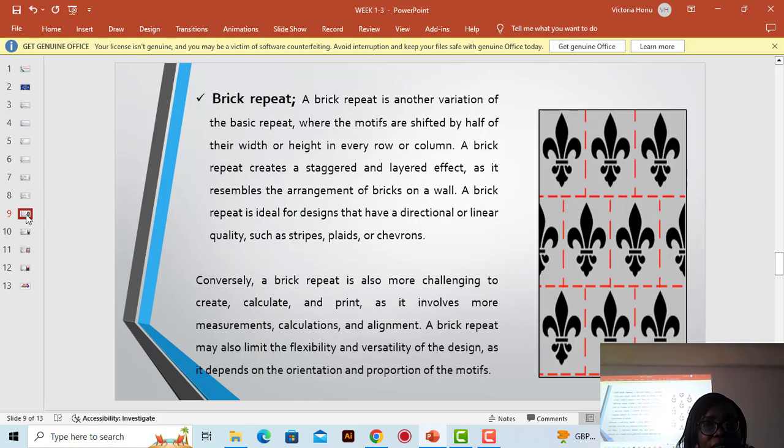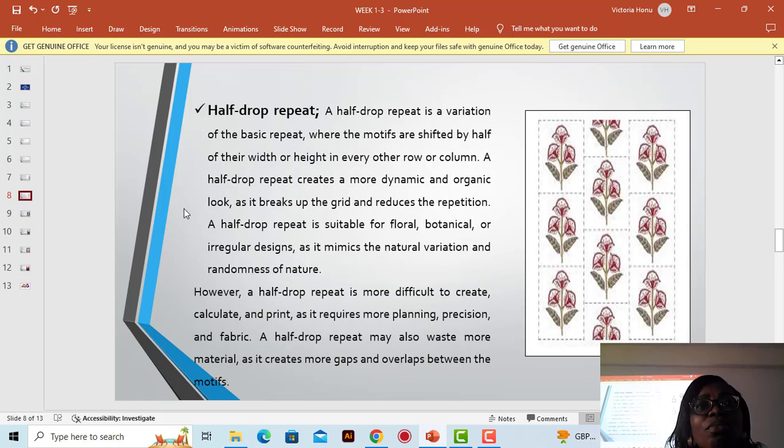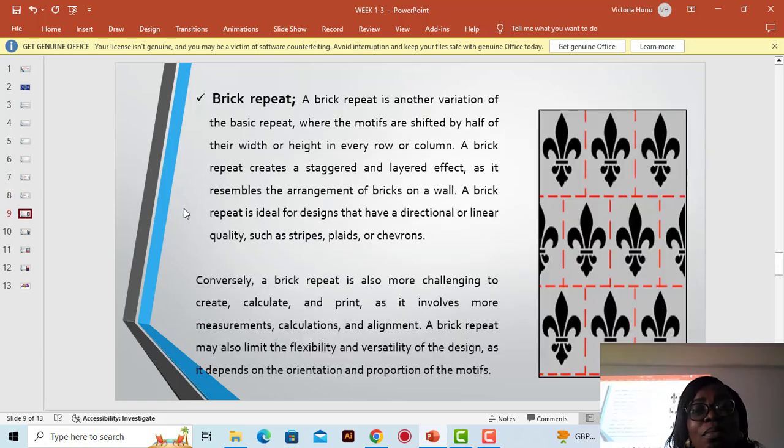So our next slide, we have the brick repeat. The brick repeat looks like the half drop. I want you to tell me the difference between the brick repeat and the half drop design. For that matter, look at the half drop design properly, very well. And then we look at the brick repeat. What is the difference in these two repeats?